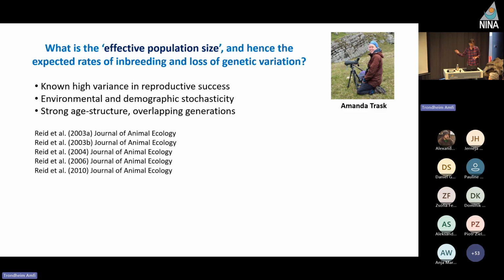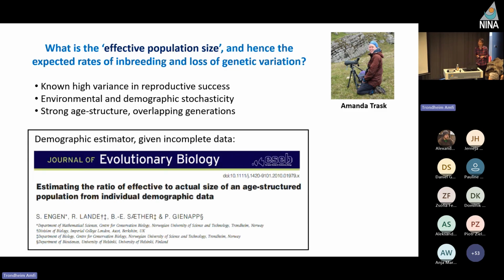We got a bit stuck here, and then we came across this paper, which seemed like it might be what we needed, especially since it can estimate things using incomplete demographic data, which is what we had for this system.